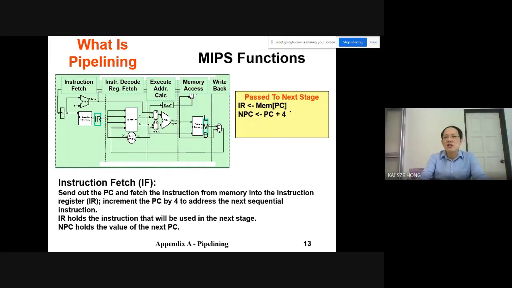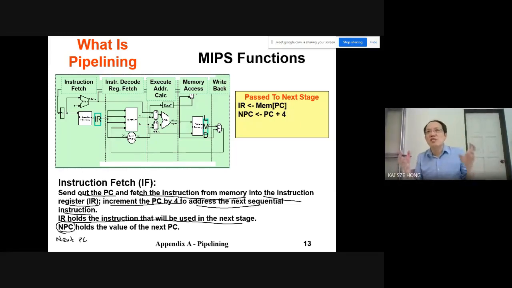What is the micro operation for the instruction fetch? It sends out the PC and fetches the instruction from the memory into the instruction register, and then increments the PC by 4, program counter by 4, to address the next sequential instruction. Then the instruction register holds the instruction that will be used in the next stage. So NPC, next program counter, holds the value of the next PC.